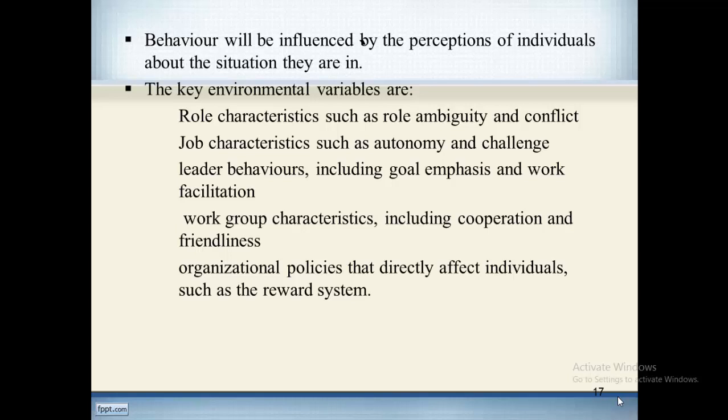The key environmental variables that influence the behavior at work are role characteristics such as role ambiguity and conflict, job characteristics such as autonomy and challenge, leadership behavior including goal emphasis and work facilitation, work group characteristics including cooperation and friendliness, organizational policies that directly affect the individual, such as the reward system.